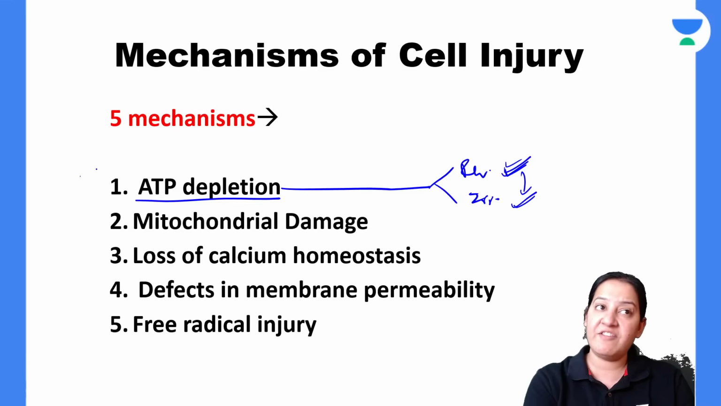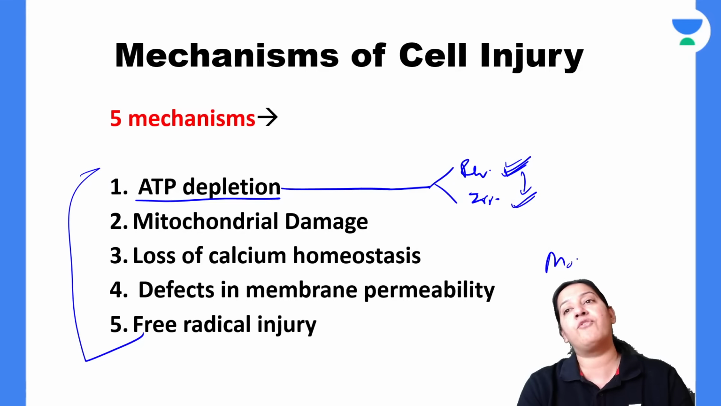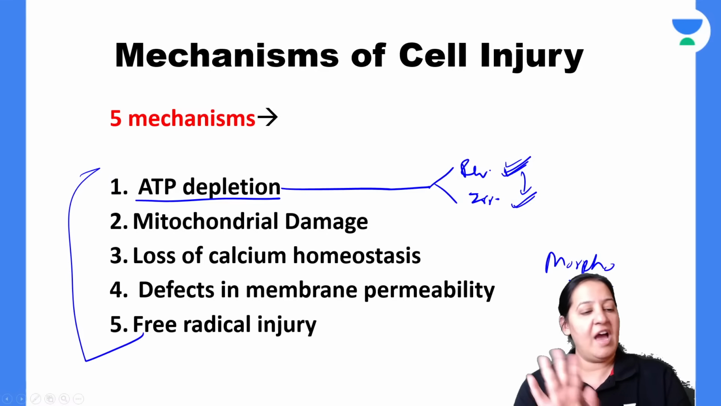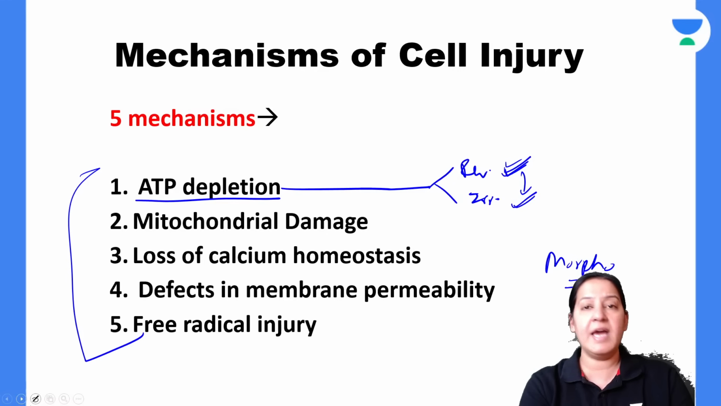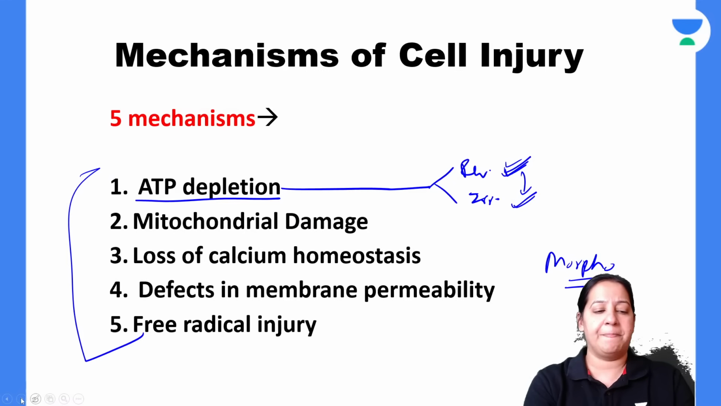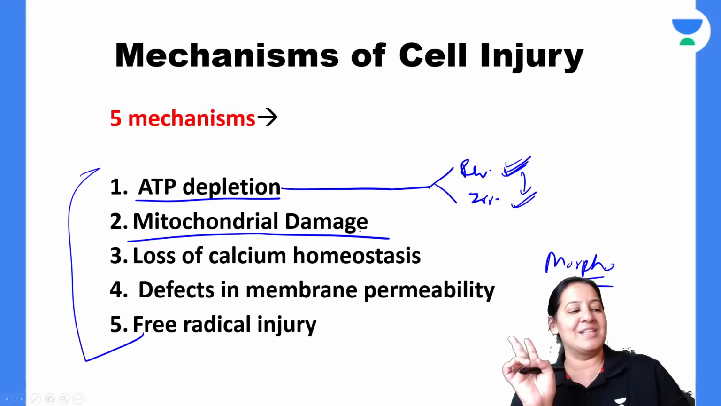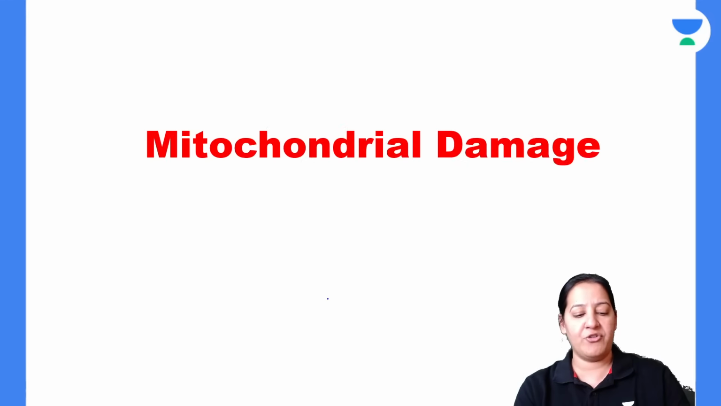Let me teach you the 5 mechanisms. Then I will teach you the morphology of the cell injury, in which I will definitely answer your question in detail. Have you got it, Sohil? Should I proceed ahead? So coming to the next mechanism, the second mechanism. Can you see the second mechanism? The name of the second mechanism is mitochondrial damage. So let me teach you mitochondrial damage. The second mechanism of cell injury is mitochondrial damage.